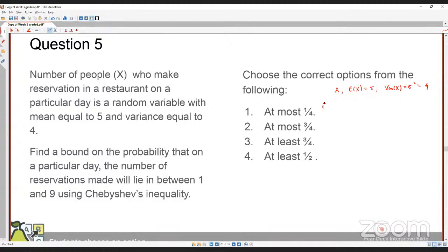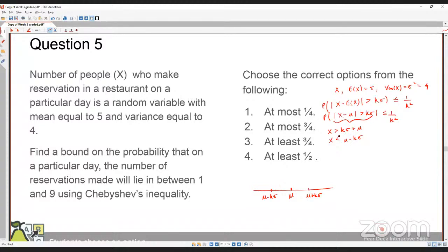Now using Chebyshev's inequality, we know that probability of mod of X minus expectation of X greater than some K sigma is less than or equal to 1 upon K square. So look at the inside term. It says X is greater than mu plus K sigma and X is less than mu minus K sigma, right? If this is our mu, then this can be your mu plus K sigma and this can be your mu minus K sigma. So this probability is less than or equal to 1 upon K square.